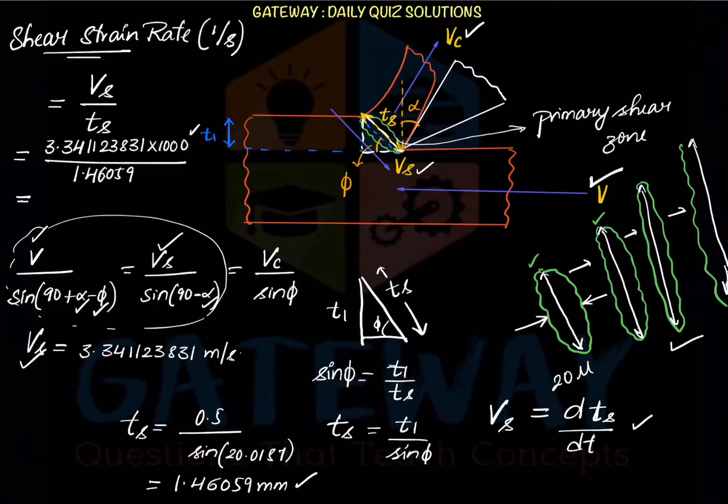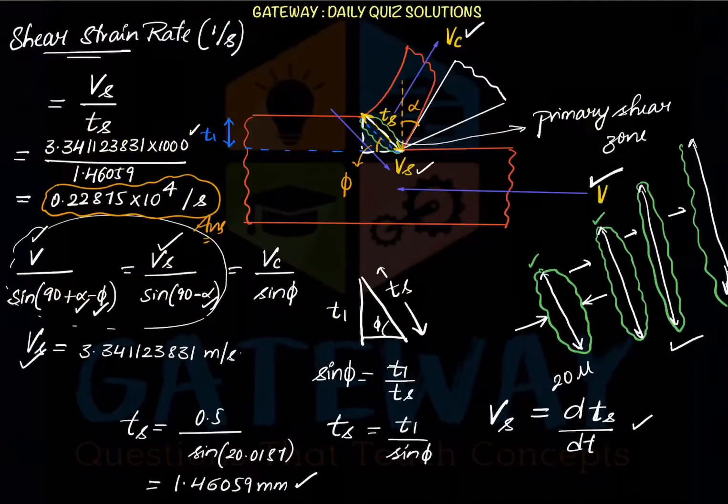From that we'll be getting our answer for shear strain rate as 0.22875 into 10 power 4 per second, and that is our answer for the first question, nothing but the strain rate. Hope you understand how we got this formula. While we are learning the subject itself, we need to learn the concept in such a manner that even in the examination, if you don't remember the formula directly, we should be able to derive this, Vs upon Ts, because the tan formula anyhow you have to remember.